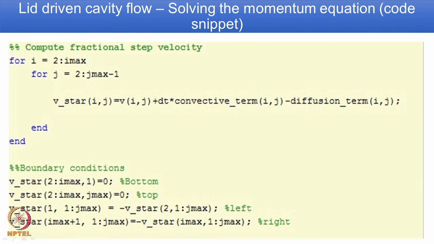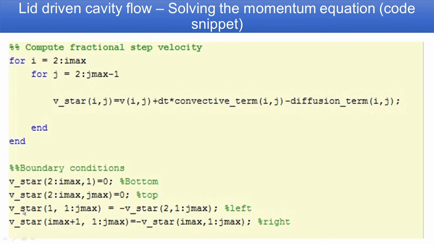So, the boundary conditions are: V star with i from 2 to i max and j equal to 1 equals 0. This is for the bottom wall. V star again, i from 2 to i max, j max equals 0. This is for the top wall. Please recall, on the top wall we have imposed the velocity driving condition, but that is only for the u velocity, and the v velocity is set to 0.